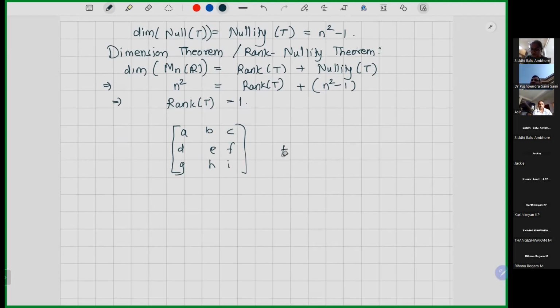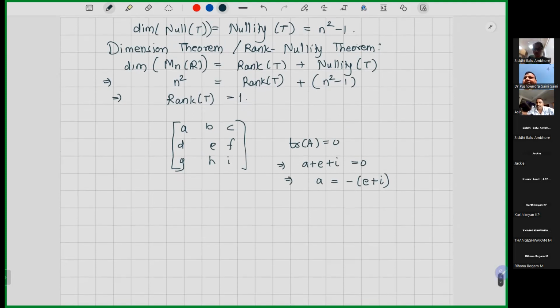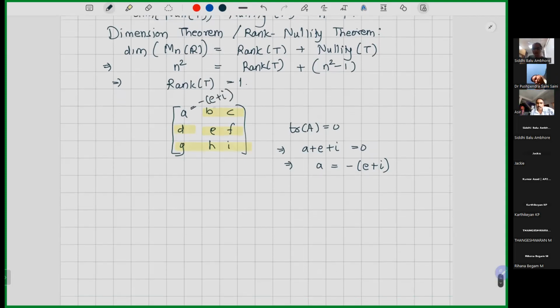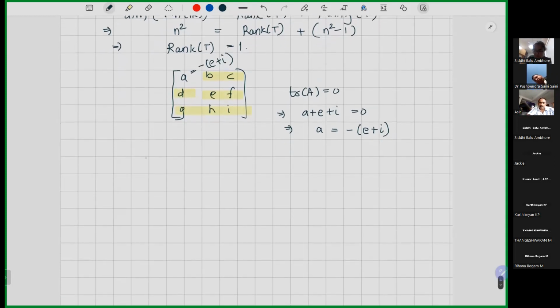Trace of A is 0 means what? A plus E plus I is equal to 0. So what I do, A is equal to minus of E plus I, right? So I can choose all these to be any element, and A I fix to be minus of E plus I. Then all these elements, let me explicitly write this: minus 1, 0, 0, 1, 1, minus 1, 1.